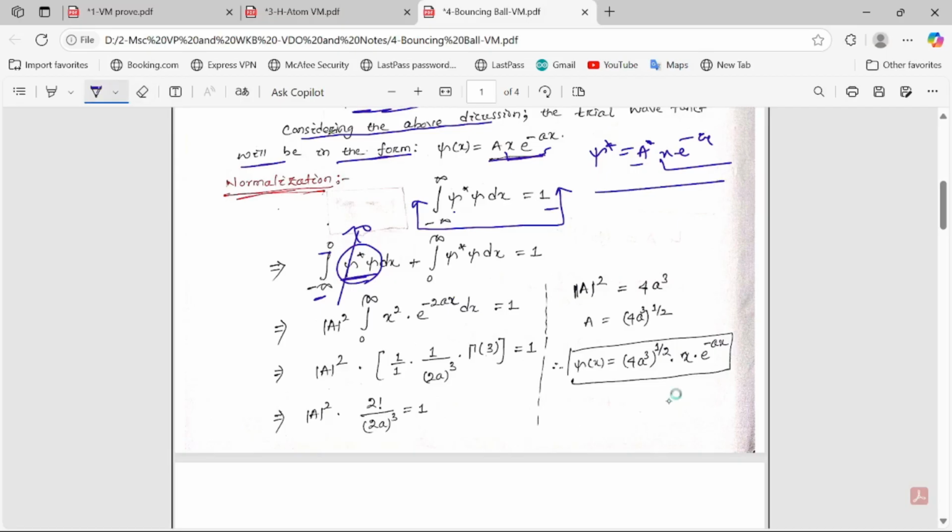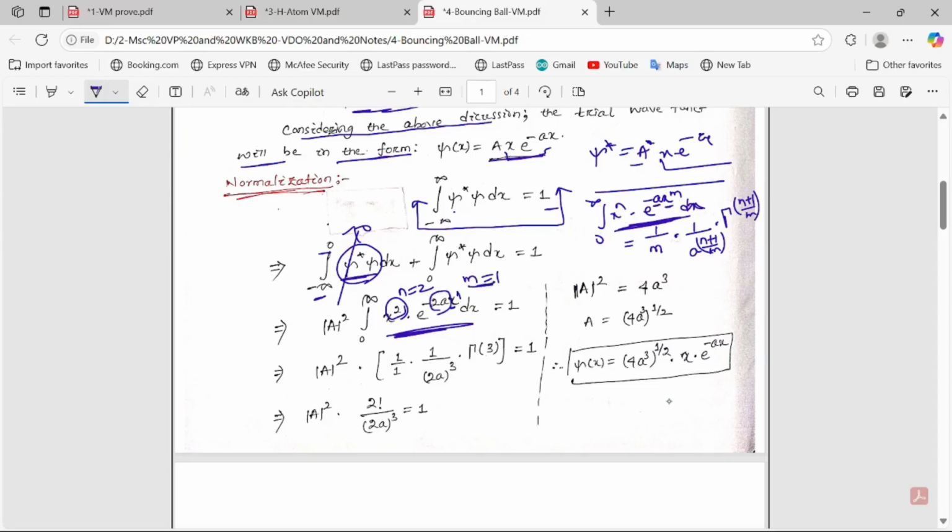Already we have discussed 0 to infinity x to the power n into e to the power minus a x to the power m dx. If we have this type of integration, then its value will be 1 by m into 1 by a to the power (n plus 1) by m into gamma of (n plus 1) by m, right? So compare this integration with this integration. Here n is 2, so instead of n we put 2, and m is 1. Here x to the power 1, and here a is 2a.